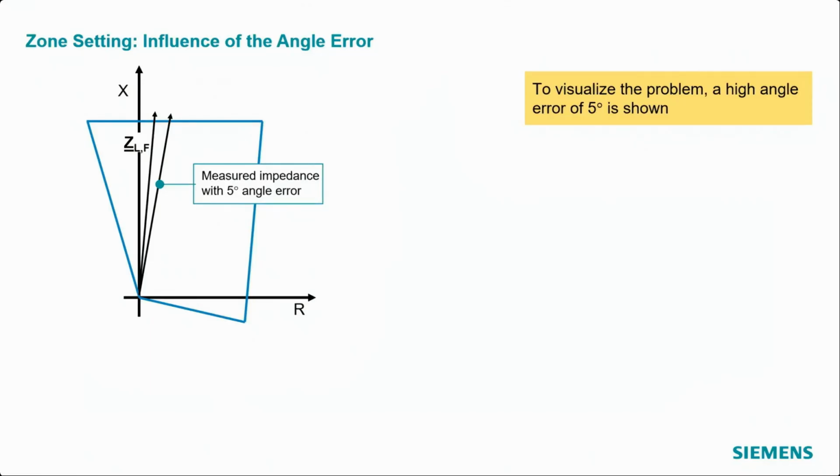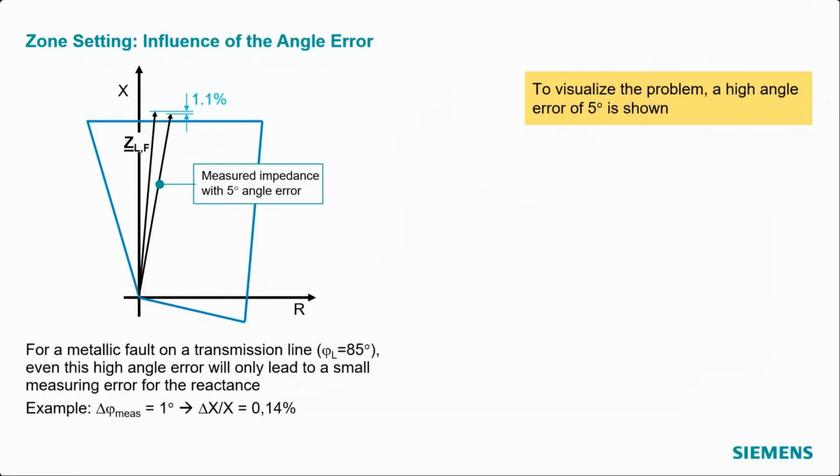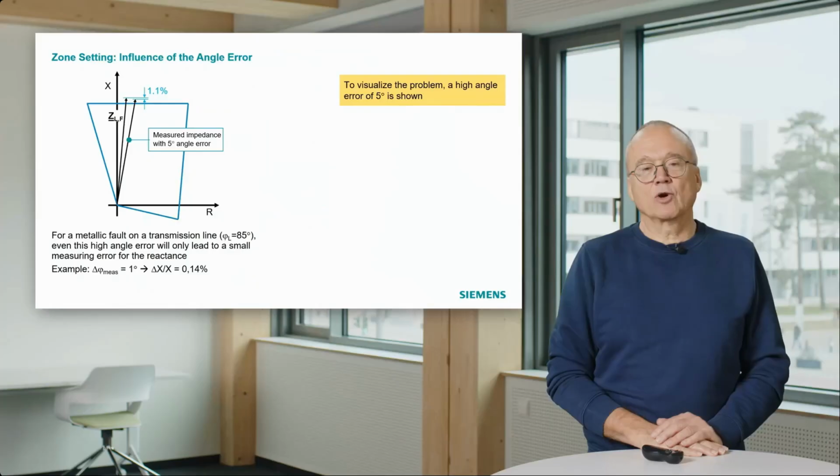And we are interested in the reactance, the reactive part of this impedance. If you compare now the difference in reactance, which I indicate here, we see that even with a 5 degree angle error, you get just 1% measurement error in the reactance measurement. So that is not a critical thing. The 5 degrees is already pretty high. If we, for instance, assume 1 degree angle error, we get a reactance measurement error of 0.14%, which we can more or less neglect.